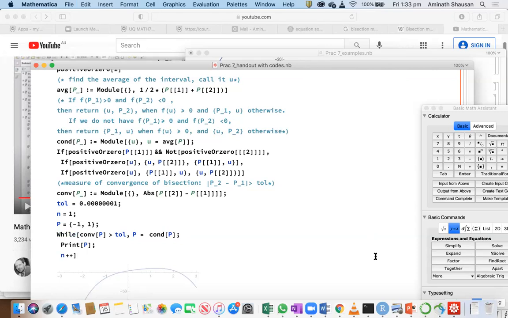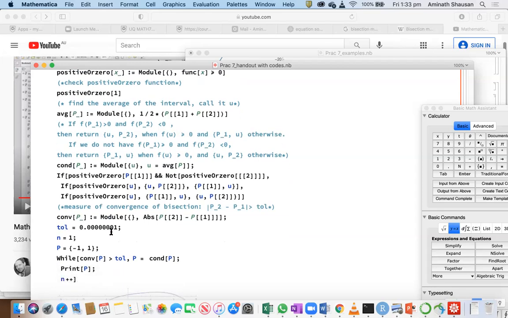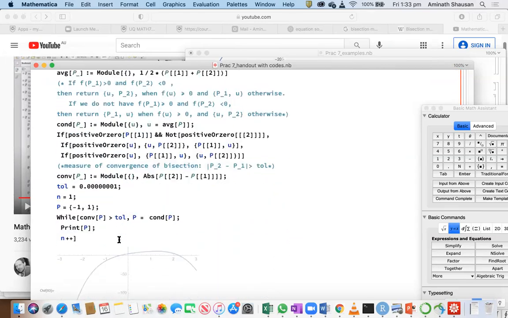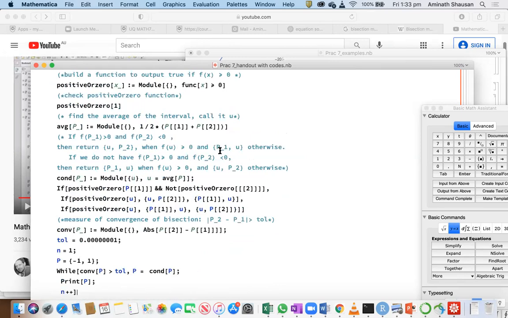Is there any question? What's the solution that you get if you have done the coding? It's the approximate solution.